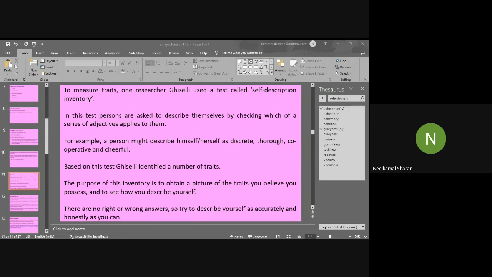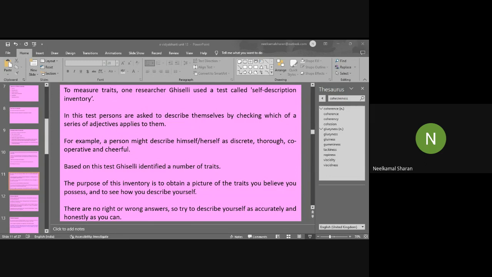Suppose I am going to fill this self description inventory. After filling it, you can easily picture the traits which I believe that I possess, and I use those traits to describe myself, what I am, what are the qualities or characteristics which I possess. And in this inventory, there are no right and wrong answers. There are traits which will describe your qualities.